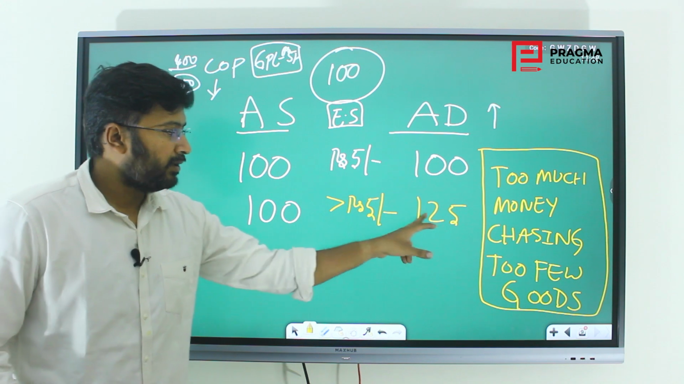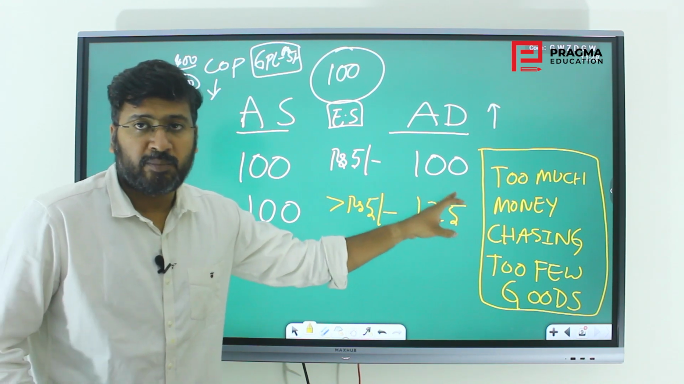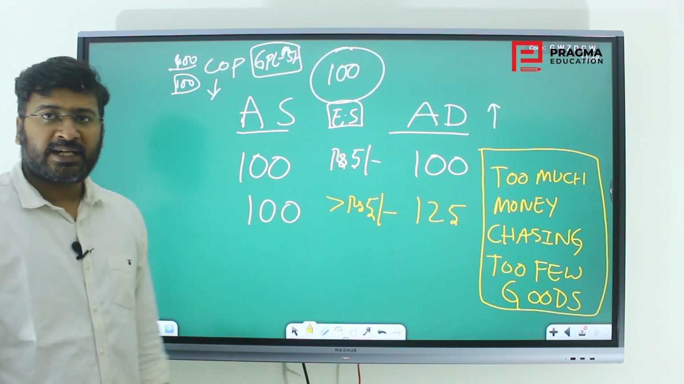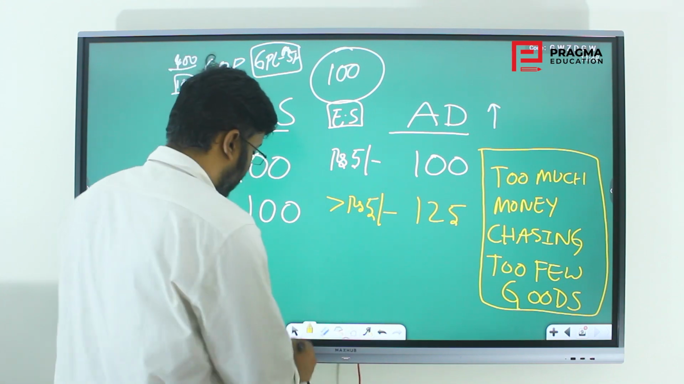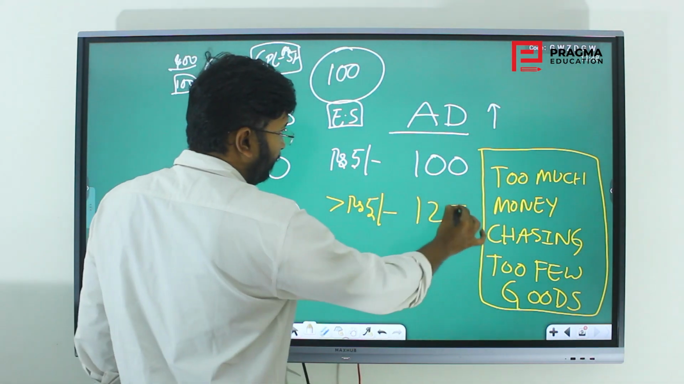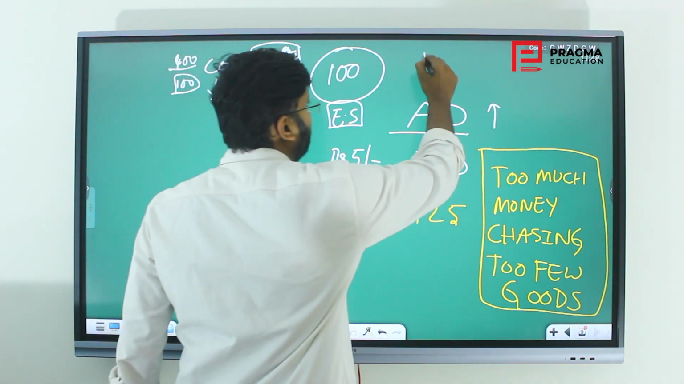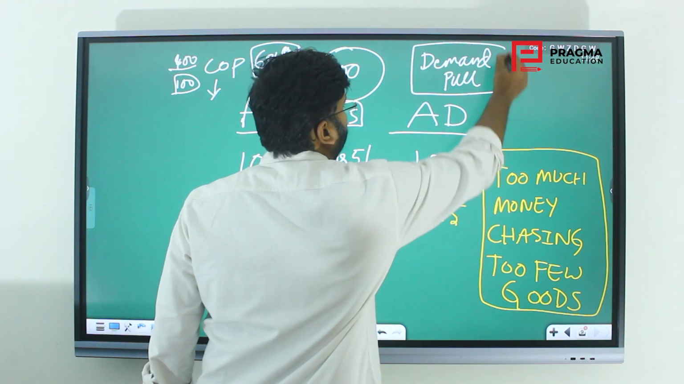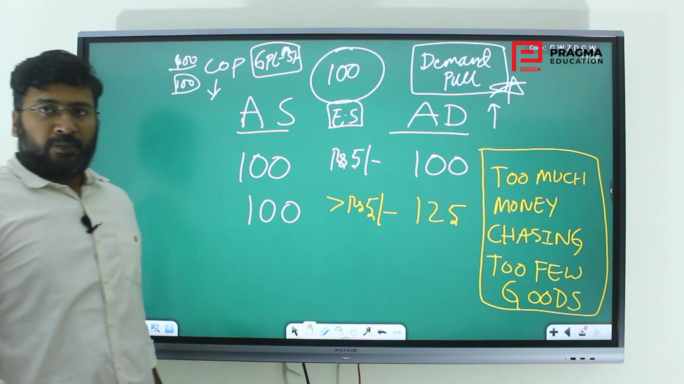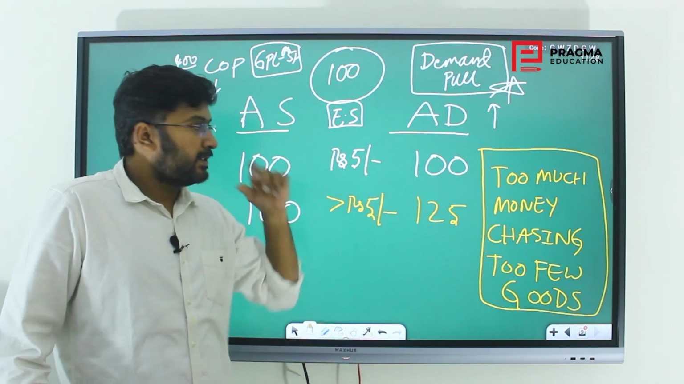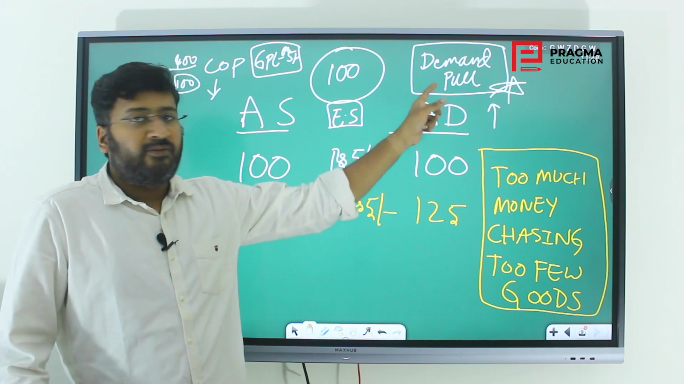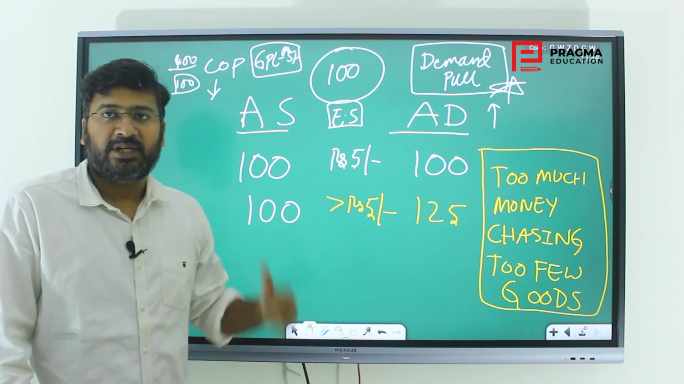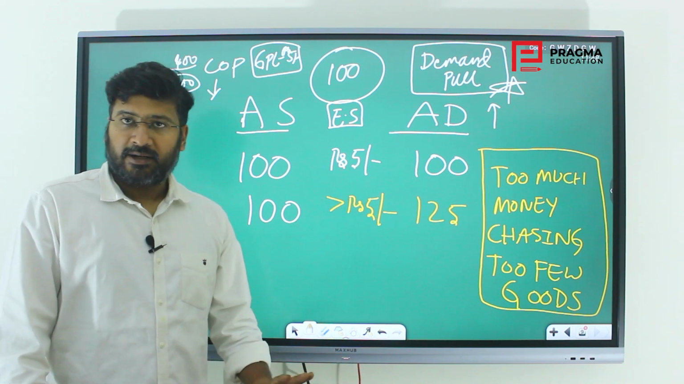So what is happening here? There are more people ready to buy, means there is more money here that is chasing fewer goods. There is an increase in the general price level. It is nothing but inflation. So because demand is increasing, we call it demand pull inflation. Because demand is rising and the supply is constant, we call it demand pull inflation. Because of the increase in the demand, the prices of the goods and services are increasing. Clear till here?